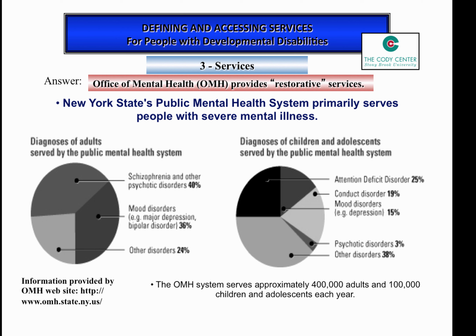And then for children, you can see that there's a lot of children who are accessing the public mental health system for attention deficit disorder and mood disorders or depression and conduct disorders. The OMH system serves approximately 400,000 adults and 100,000 children and adolescents each year. And it's just a really large number of people within our communities that really require these services.